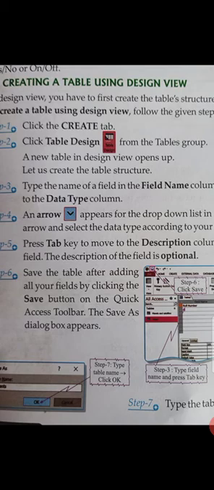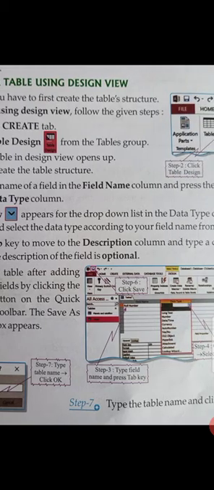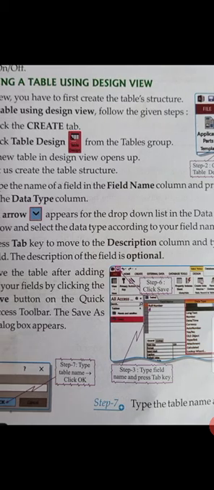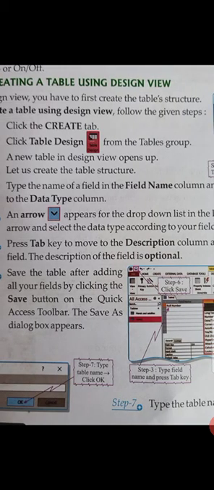Press the Tab key to move to the Description column and type a description of the field. The description of the field is optional. We can write a little bit about anything, but it is optional. If you want, then you can write; if not, no need.